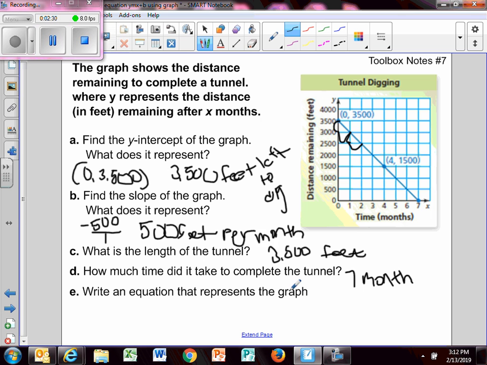And then write the equation that represents this graph. Well, we have our y-intercept of 3,500. We have our slope of negative 500. So we just add that. y equals negative 500x plus 3,500.